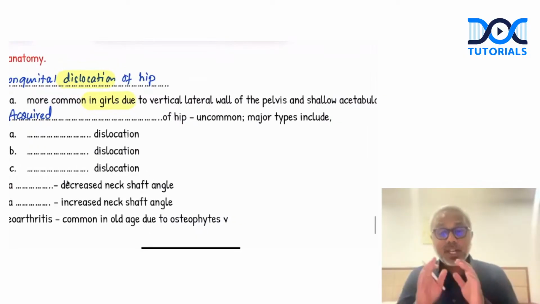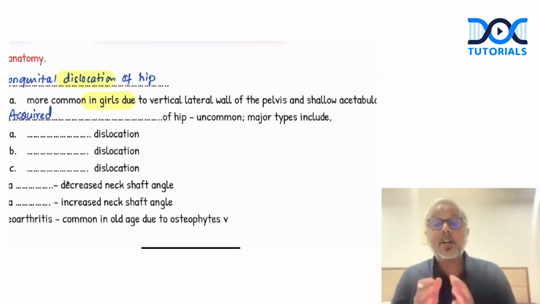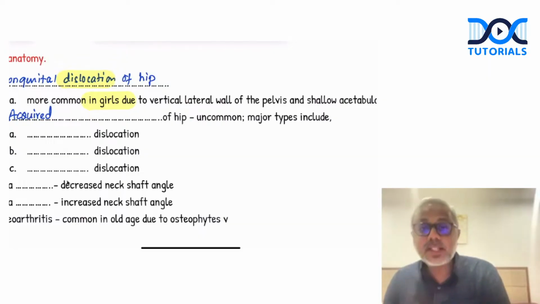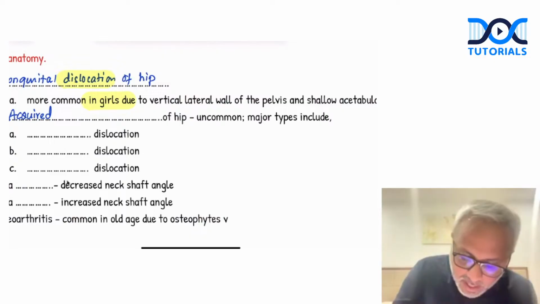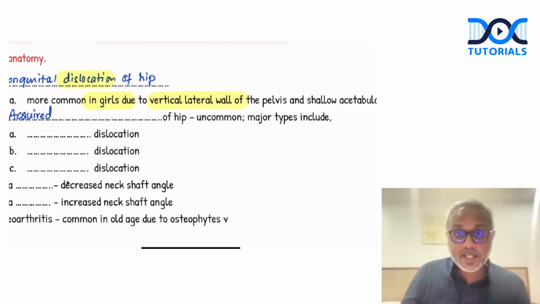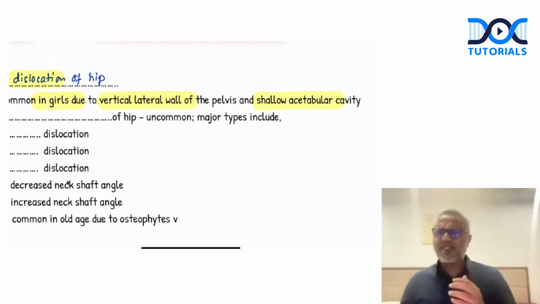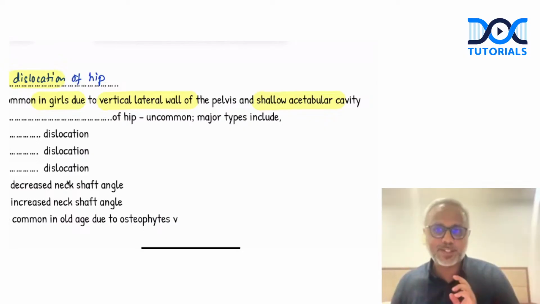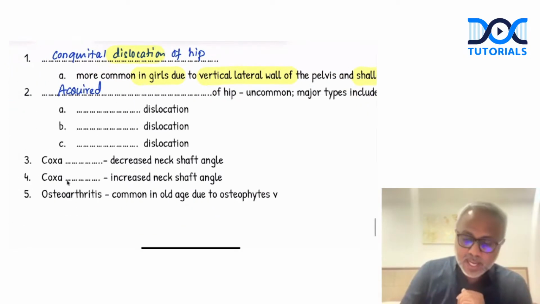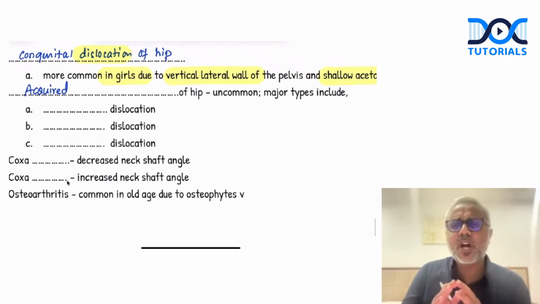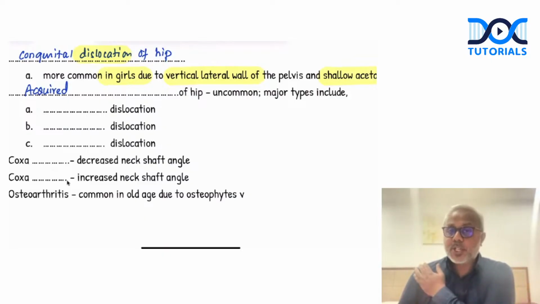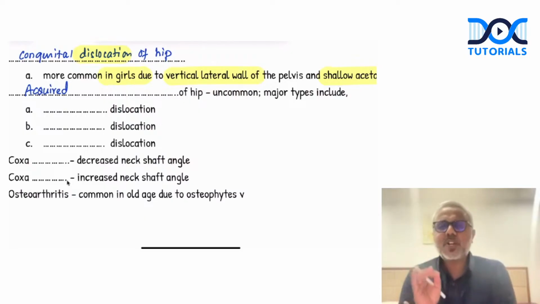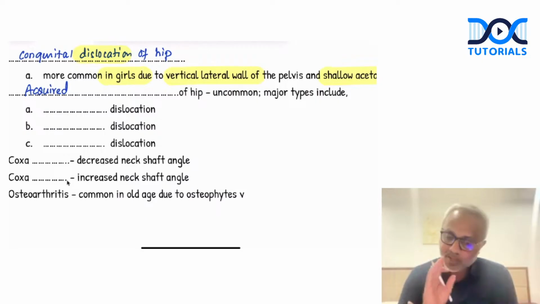One question which can come as anatomical basis: why is the dislocation of the hip more common in females? This is because of a vertical lateral wall of the pelvis and the shallow acetabular cavity. This could be a viva question, or a 3-marker anatomical basis type of question. Then acquired dislocation is usually not common because hip joint is a stable joint. Compared to shoulder joint, your hip joint is very stable. Chances of dislocation are comparatively less.